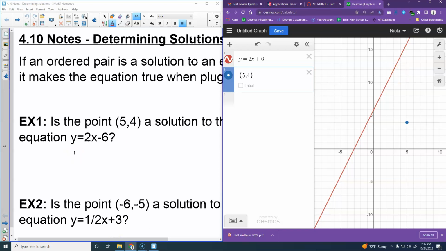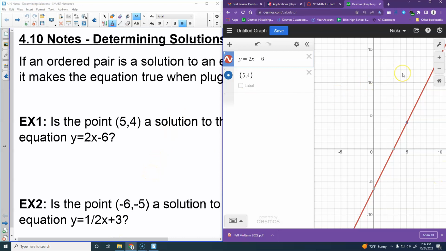Wait, shouldn't it be 2x minus? Oh, it should be 2x minus 6. This may change our answer. Oh, it does. All right, so let's look at this again. Is (5, 4) on my line? Yeah, it is. So that would tell me that this is going to be a solution.